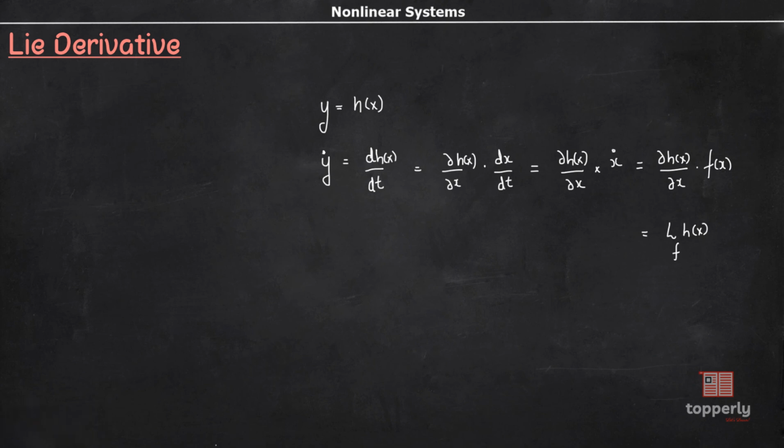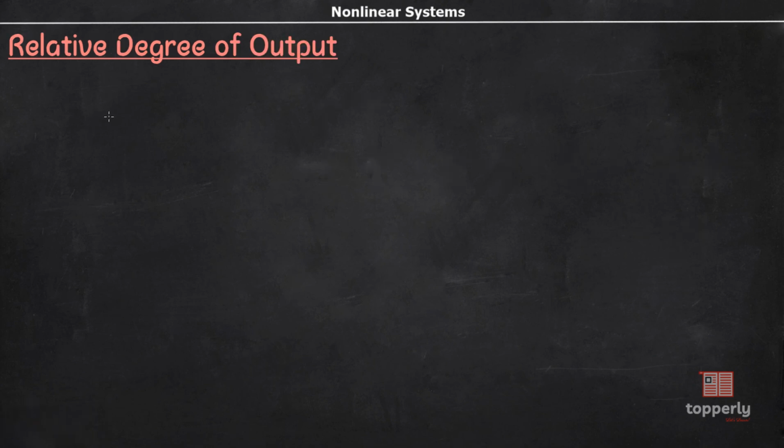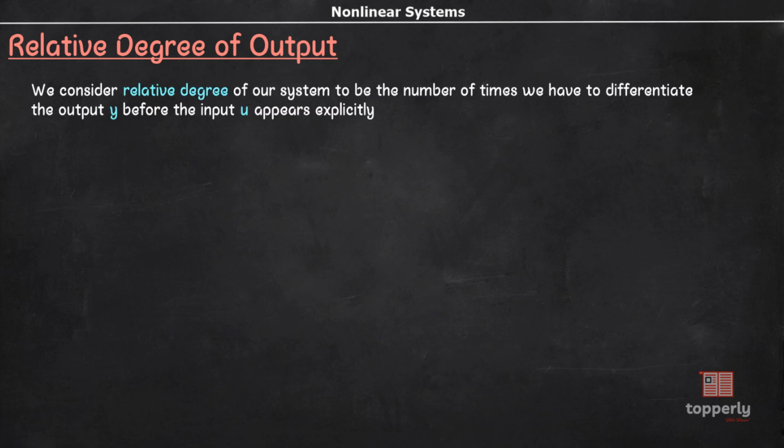Okay. Now, the next term we need to learn is relative degree of output. Relative degree of output is basically the number of times you have to differentiate the output before the input explicitly appears in your output equation. Let's take an example to understand this better. Consider the system x1 dot equal to x2 and x2 dot equal to minus x1 plus epsilon into 1 minus x1 square into x2 plus u, and the output is y equal to x1.